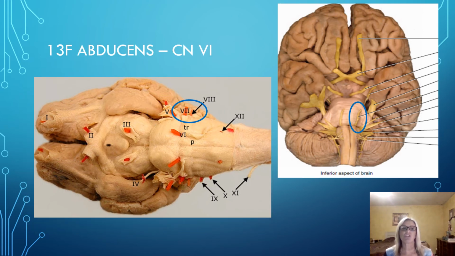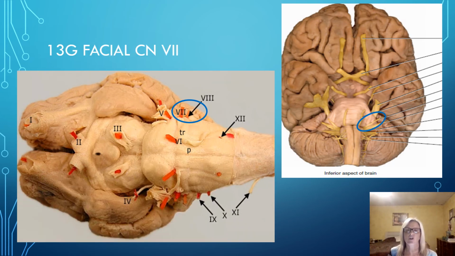Cranial nerve number 6 is the abducens, and this serves the lateral rectus eye muscle. So this is again going to be motor. Here we have the facial nerve, and this can be both sensory and motor, and it supplies muscles of facial expression.